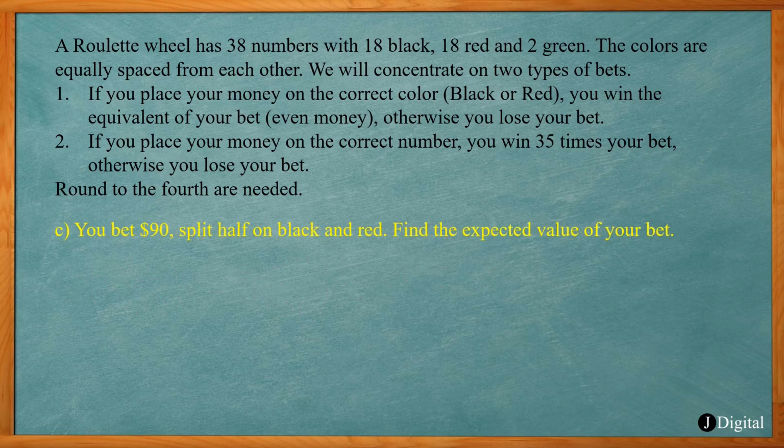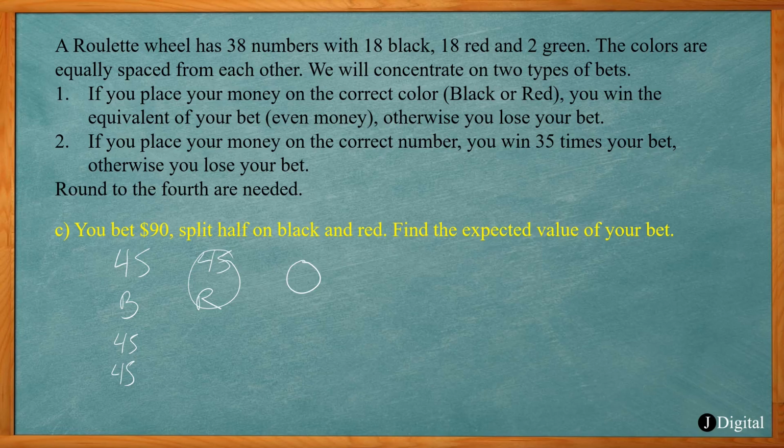Now part C says you bet $90, split half on black and red, find the expected value of your bet. So in this scenario, you're going to put $45 on black and $45 on red. Now if I land on black, I get my $45 back plus the additional 45, but I'm going to lose $45 from my red bet. So basically I'm going to break even here. So I'm going to gain 0 if I land on black or red.